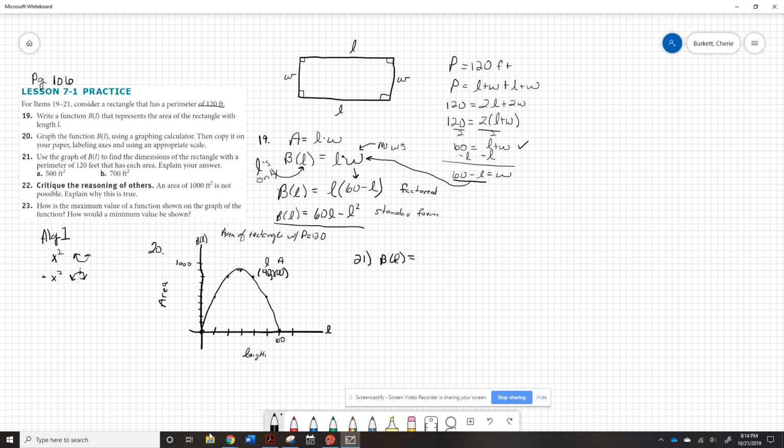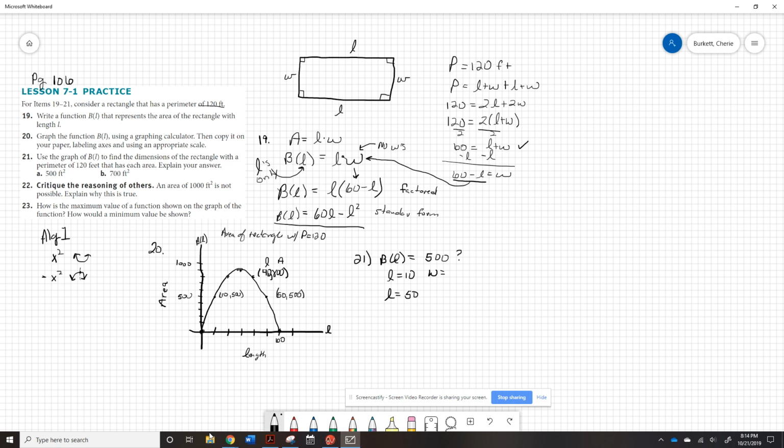So they're saying, okay, what is it? What's the length when the area is 500? That's what they want to know. What is L? Well, here was 500 right here. So we had 10, 500, and we had 50, 500. So that means we had two answers. The length was 10 would give us an area of 500, and when the length was 50, it also gave us an area of 500.